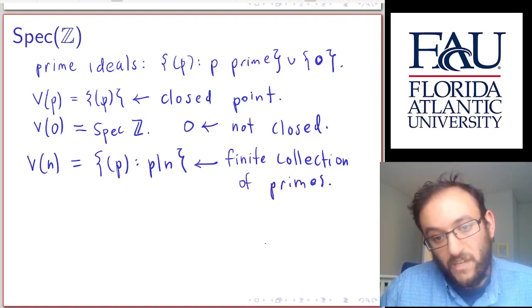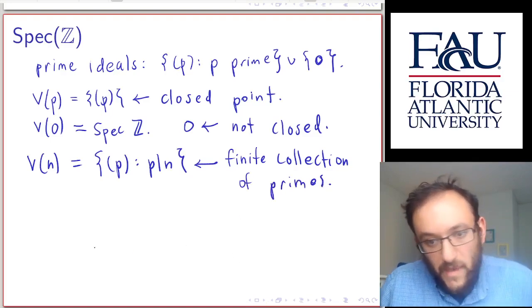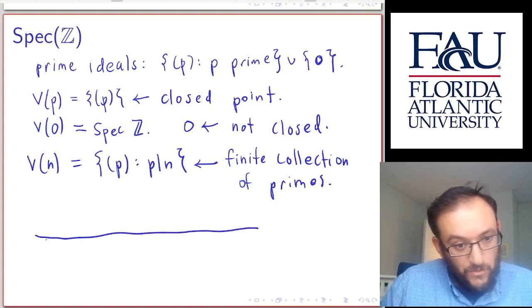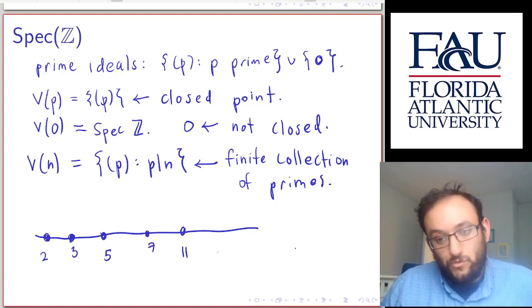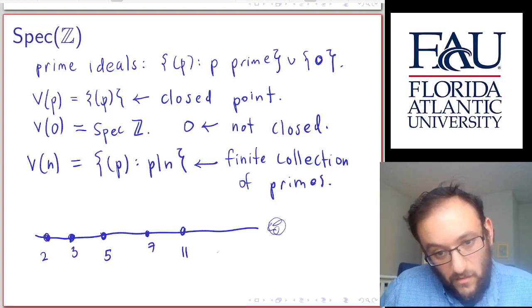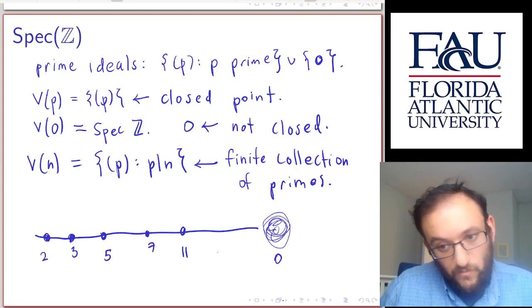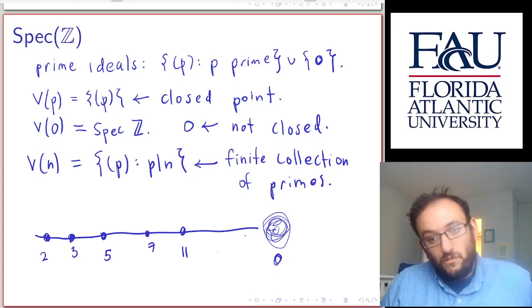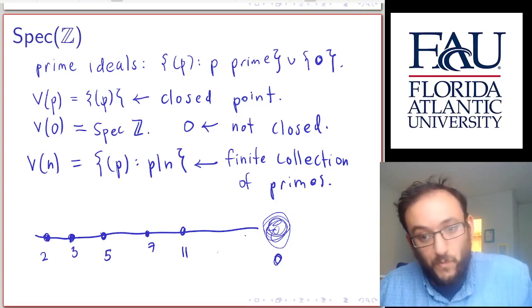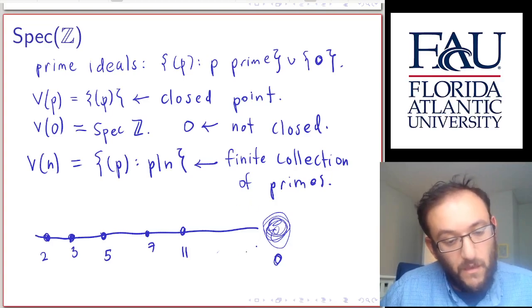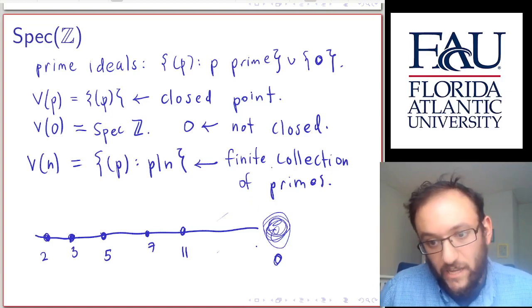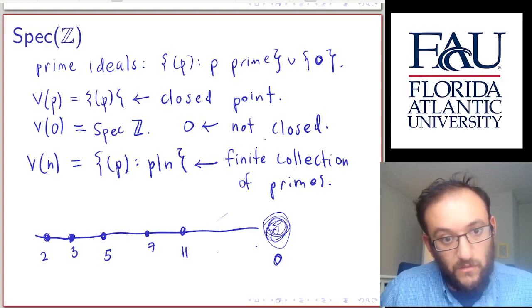So if I wanted to draw a picture of Spec Z, I would draw a point, a closed point for each prime number. And I could draw kind of a fuzzy point for 0, because when you choose 0, you get the whole line, including all of the primes. That's the closure of the prime ideal 0 in this topology. Okay, and finite collections of closed points give you closed sets.